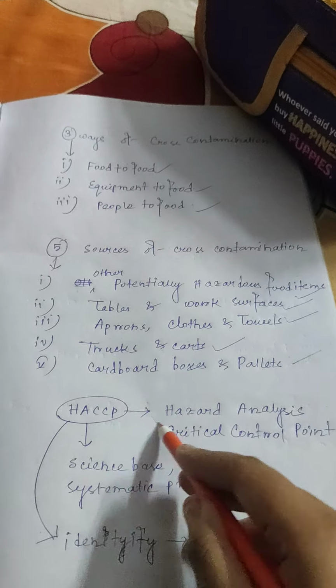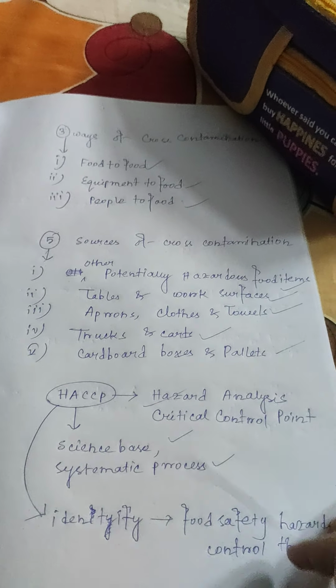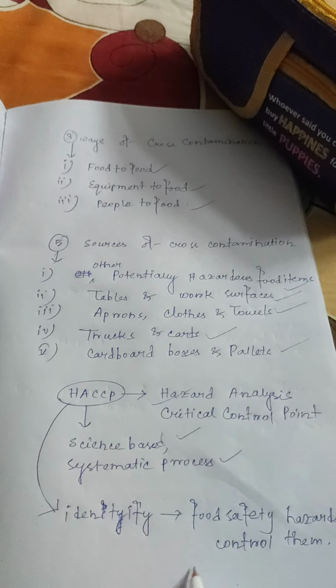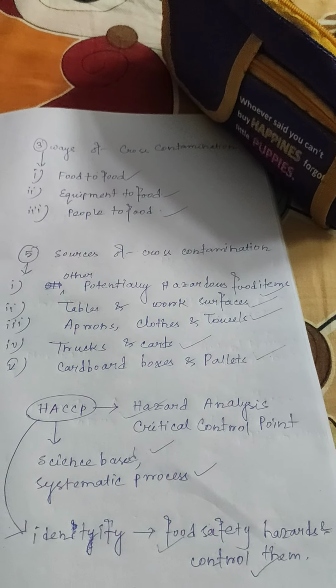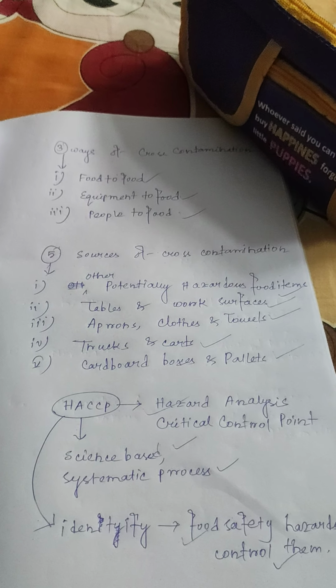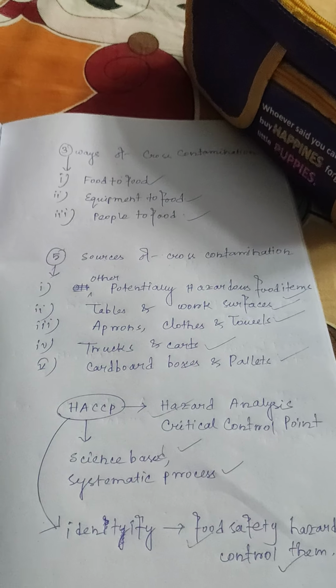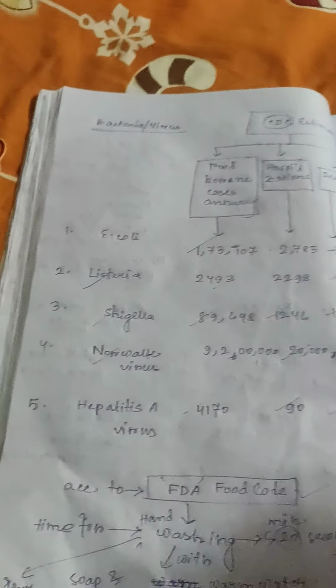HACCP full form is Hazard Analysis Critical Control Point. It is a science-based systematic process to identify the food safety hazards and control them. What do you mean by HACCP? Hazard Analysis Critical Control Point. It is a science-based systematic process. Identify the food safety hazards and control them.